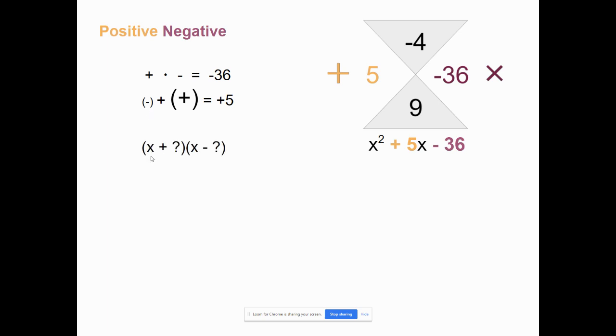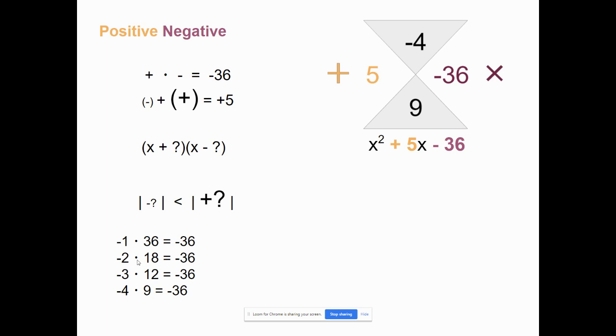And we know that our form in the end is going to look like this, with an x plus and an x minus. So you could already write that if you wanted to at this point. And then, like we said, the negative number here is going to have a smaller absolute value than the positive number that's going to go here. So we list our possibilities. If you look, all of the negative numbers have smaller absolute values than their corresponding positive factor. All of these will get you to negative 36, but let's see what happens when you add them.